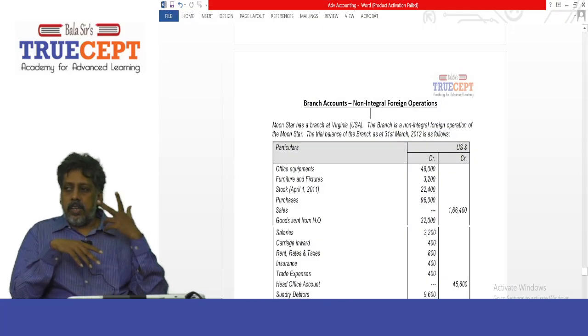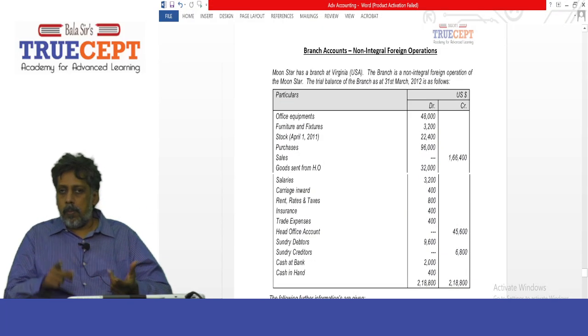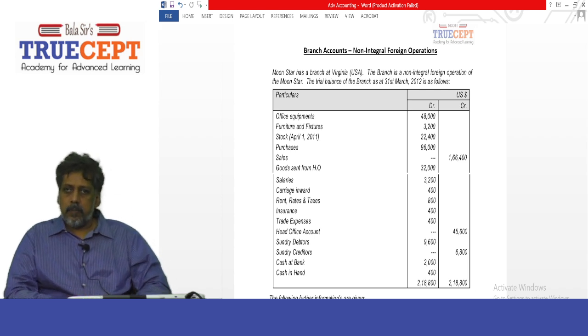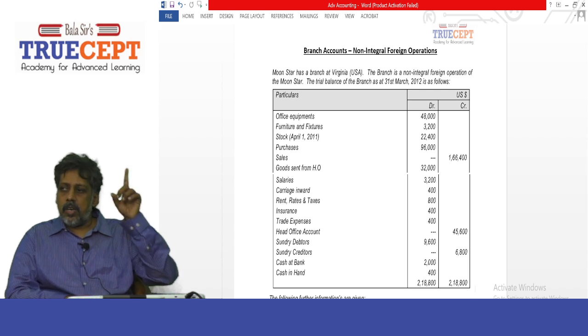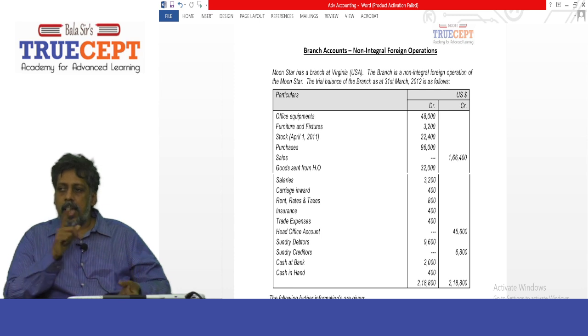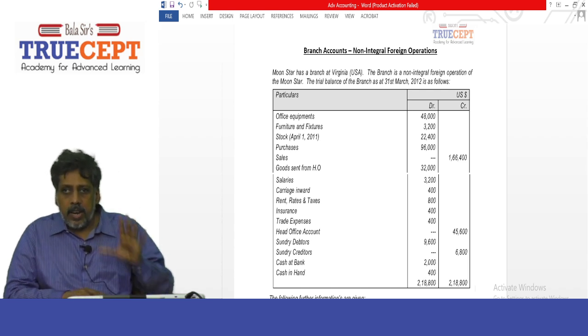Okay, now let's take an example under non-integral foreign operation. Now please remember the translation rules. In case of a non-integral foreign operation, when you want to translate a foreign currency trial balance into reporting currency, all assets and liabilities, doesn't matter if it's a fixed asset or your cash, debtors or creditors, all assets and liabilities will be translated using the closing rate of exchange.